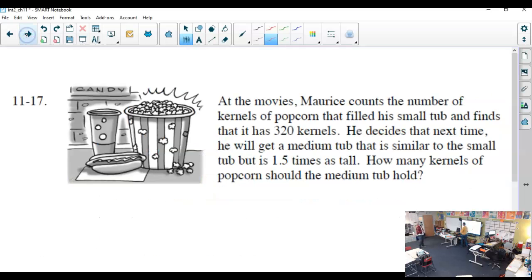Working with scale factors in more dimensions gets progressively more confusing.